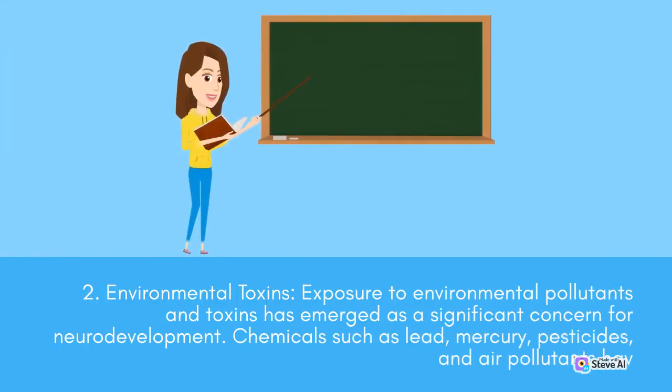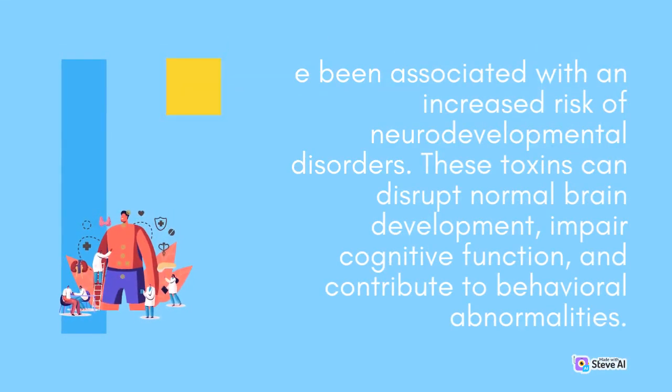2. Environmental toxins. Exposure to environmental pollutants and toxins has emerged as a significant concern for neurodevelopment. Chemicals such as lead, mercury, pesticides, and air pollutants have been associated with an increased risk of neurodevelopmental disorders. These toxins can disrupt normal brain development, impair cognitive function, and contribute to behavioral abnormalities.